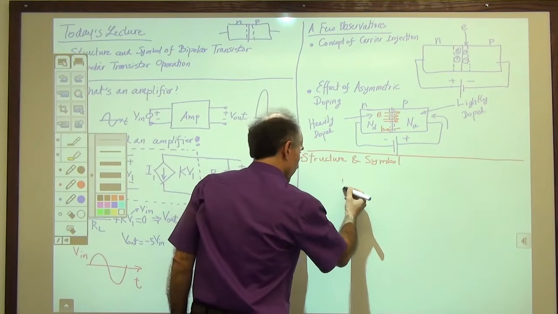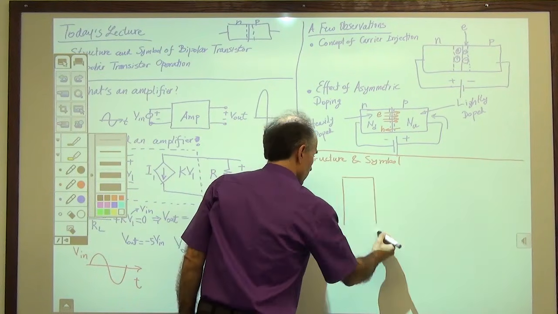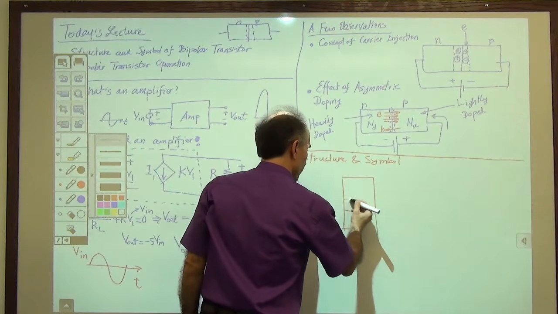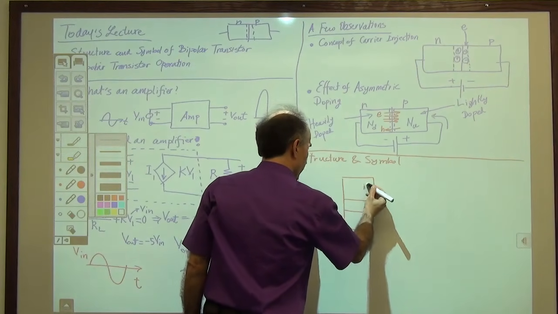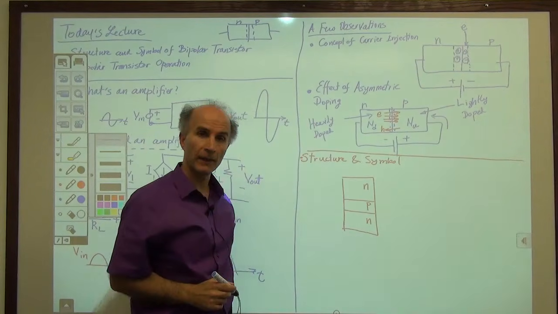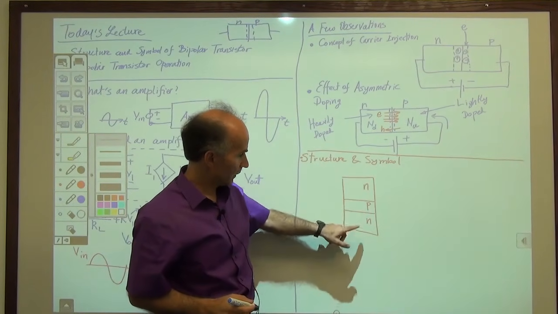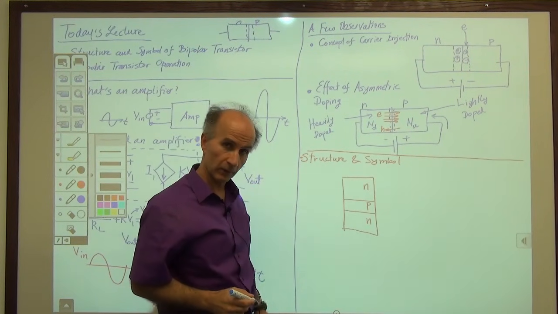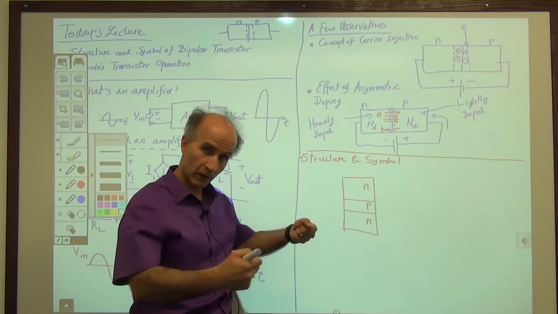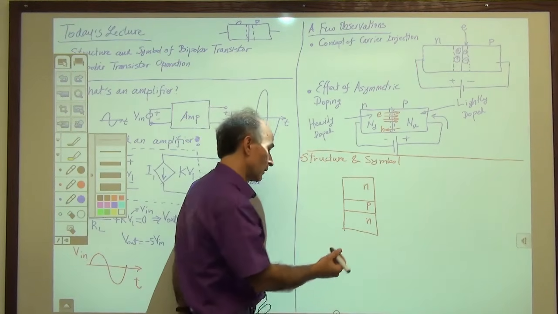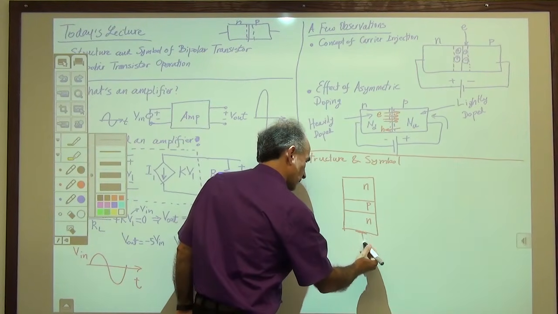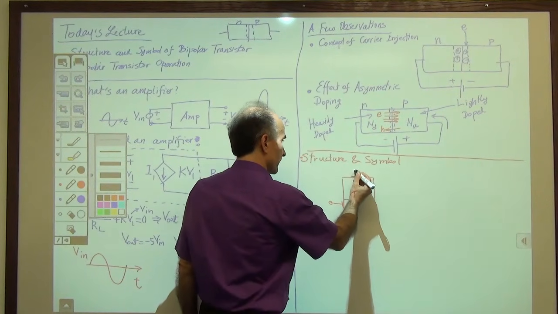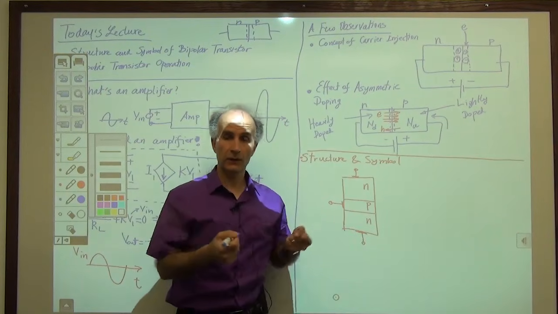Here's what it looks like. We have, for example, an N section, a P section, and another N section that are attached to each other like this. So there's a junction between these two, and there's a junction between these two. And of course we need terminals to access these from outside. So for now, let's say there's a terminal here, there's a terminal here, and there's a terminal here. So we have attached wires to these 3 sections.